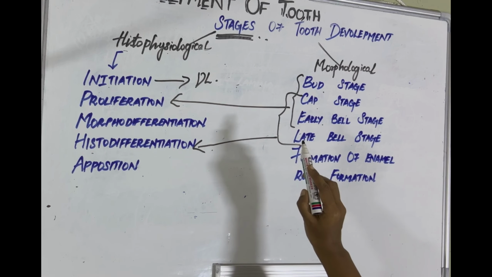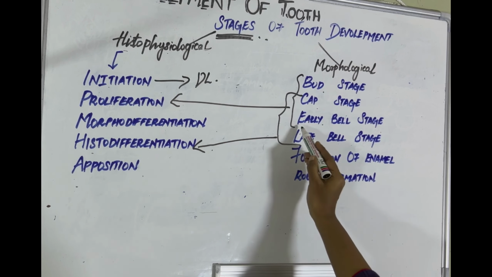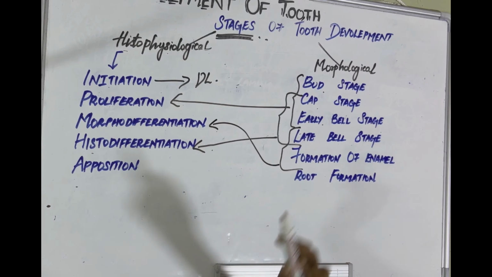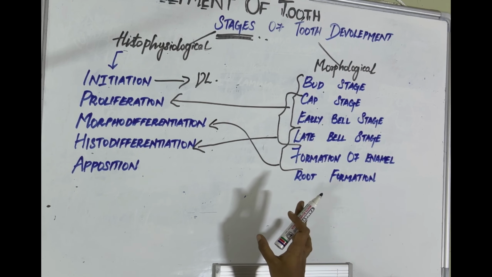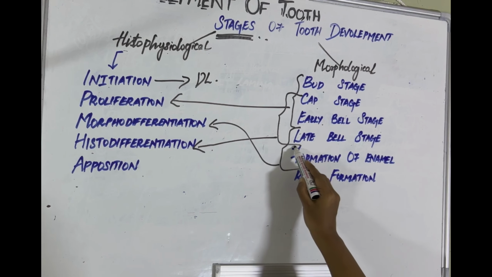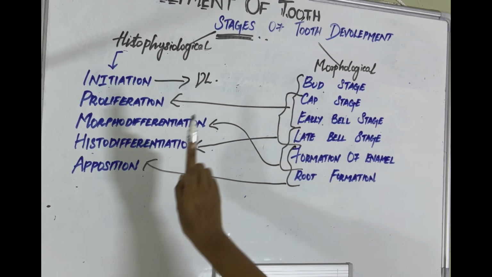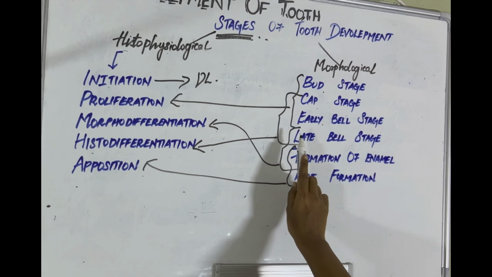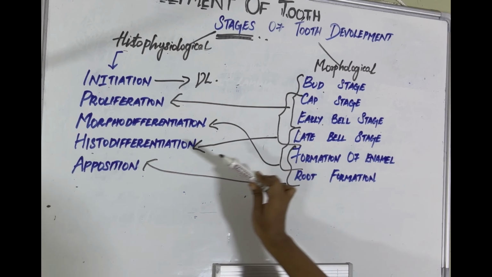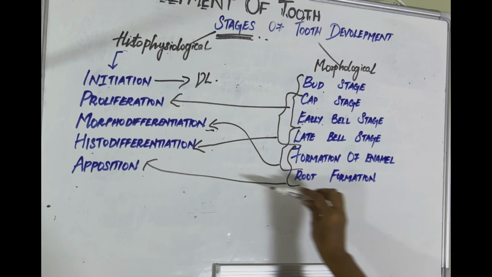Then late bell stage, formation of enamel, and we will also have formation of dental matrix. So these will correspond to the physiological phase of morphodifferentiation. Okay, and apposition, we'll have formation of enamel and root formation. Okay, so bud stage, cap stage, early bell stage, proliferation, then late bell stage, formation of enamel, morphodifferentiation, cap stage, early bell stage, late bell stage, histodifferentiation, and finally root formation, apposition.